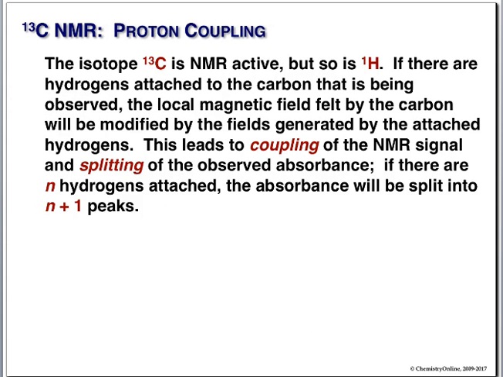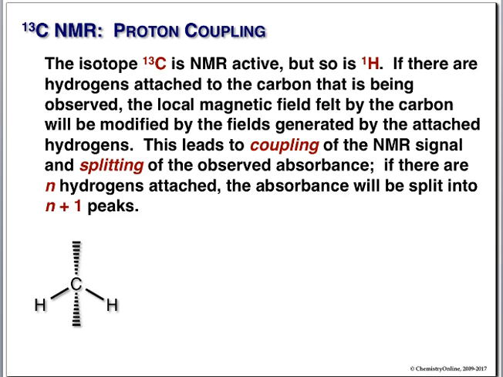This leads to what we call coupling or splitting. Bottom line here, if a carbon is attached to n number of hydrogens, the absorbance from that carbon, the NMR signal from that carbon, will be split into n+1 peaks. N hydrogens, n+1 peaks. 2 hydrogens, 3 peaks. Let's see why this is.